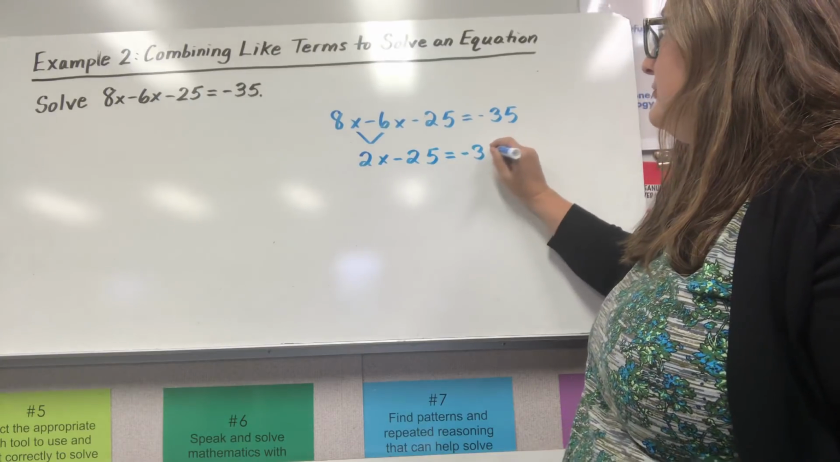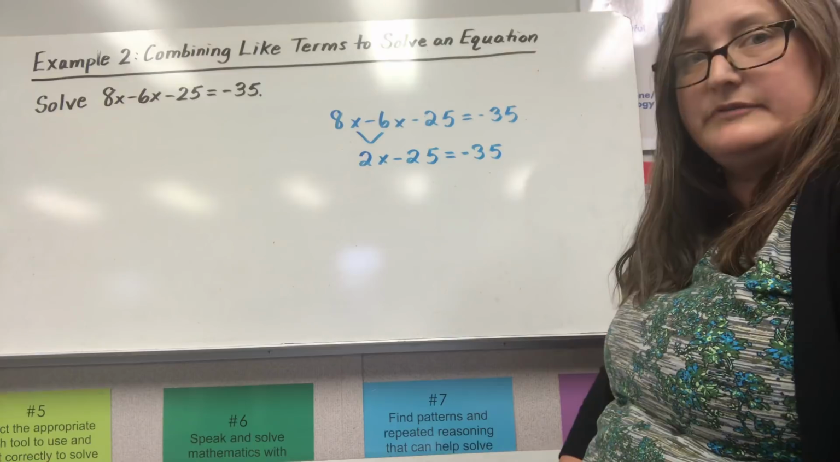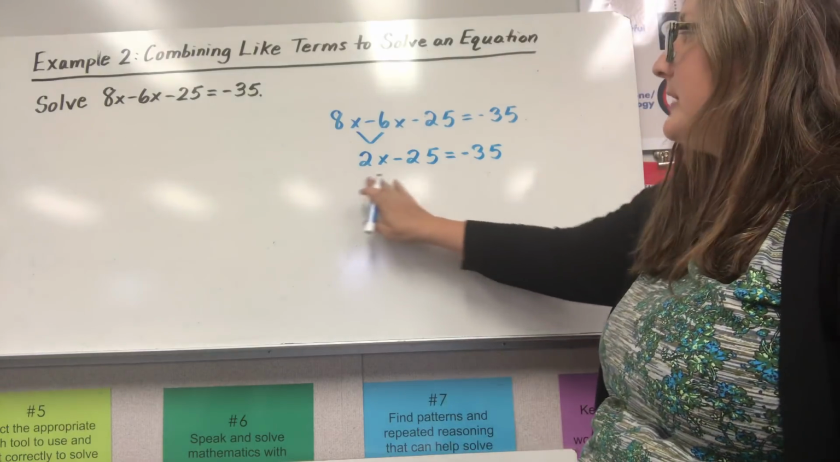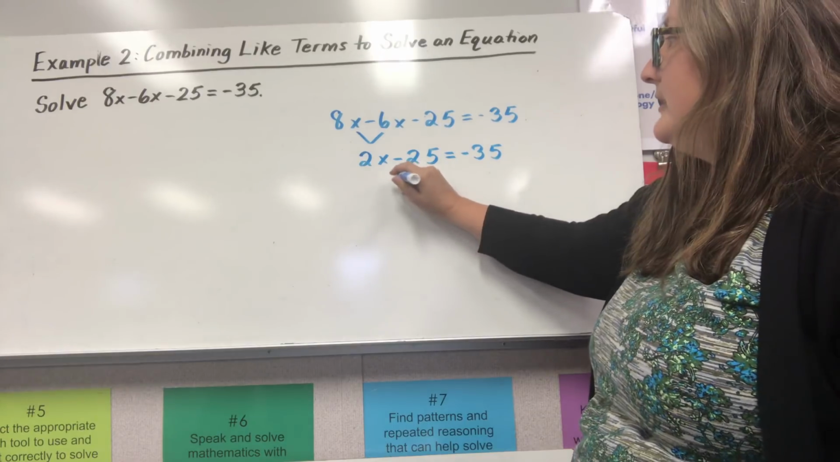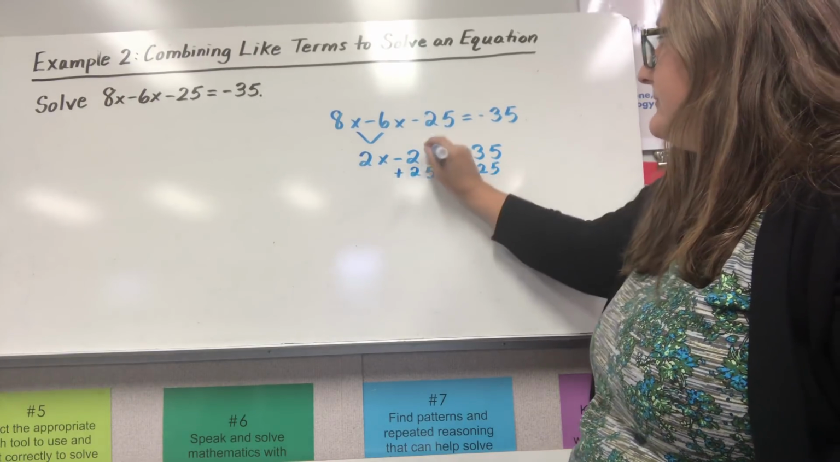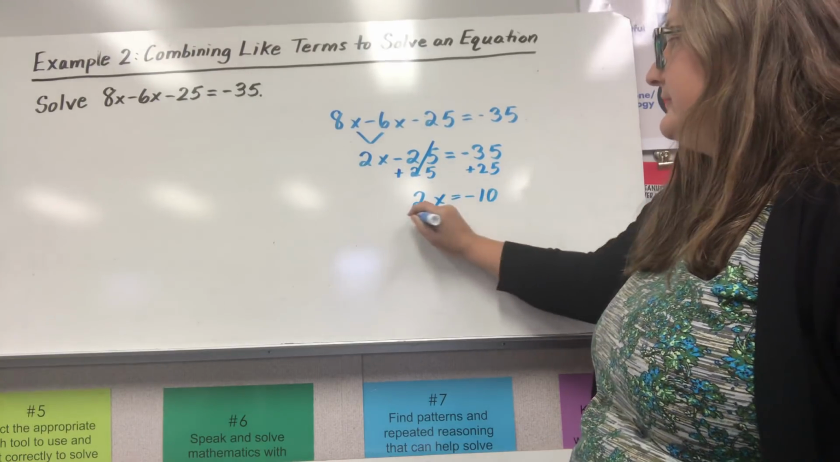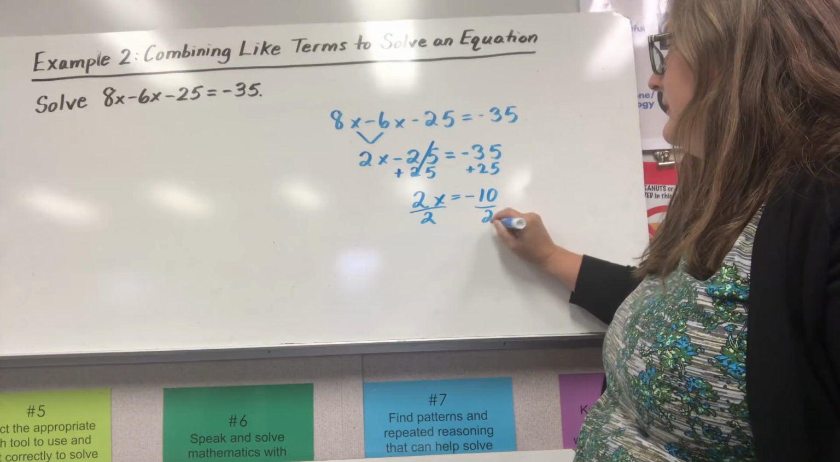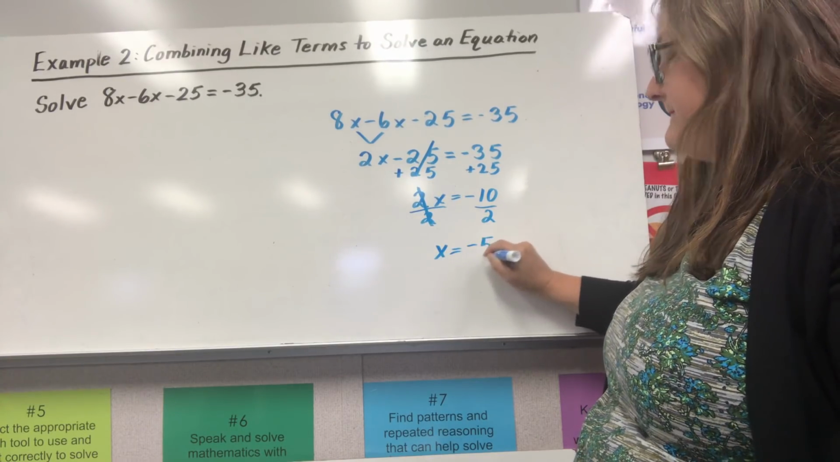Now I have a two-step equation to solve. Remember, the first thing I want to get rid of is any addition or subtraction when I'm isolating my variable. I have a subtract 25, so I will add 25 to cancel that out. And I'm left with 2x equals negative 10. Now I'll divide each side by 2, and I get x equals negative 5.